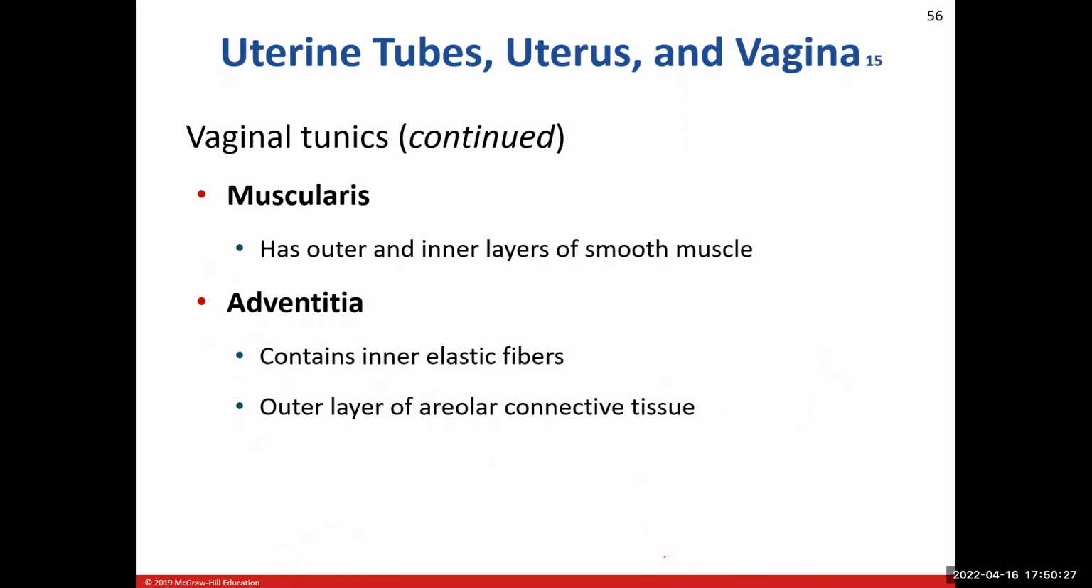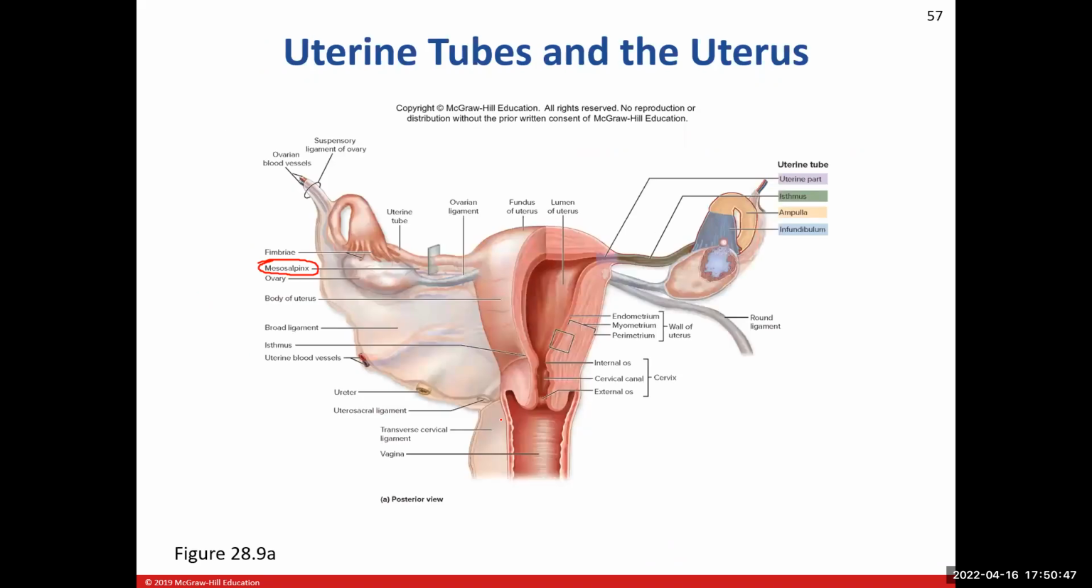All right, now the last two layers, muscularis, okay? Again, it's going to be made up of smooth muscle in an outer and inner layer. Then the adventitia, we'll see the elastic fibers. Again, that will help to change the size of the lumen there of the vagina. And then outside of that, we'll have our loose connective tissue, the areolar connective tissue.